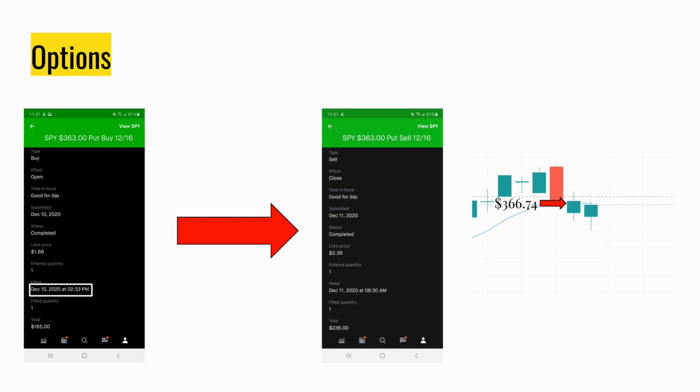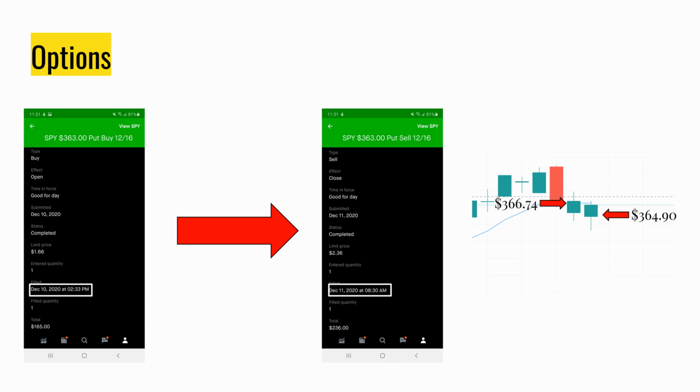We see that I sold the put at open, and since the stock opened lower than yesterday's close, it caused me to profit. In summary, I made $70, which was a 43% increase. I made $70 because $2.36, which represents $236, minus $1.66, which represents $166, equals $70. As you can see, options are a very versatile tool and can be very profitable if used correctly.